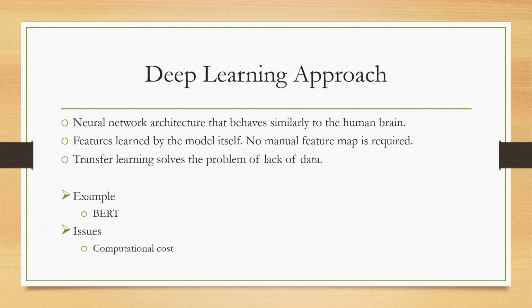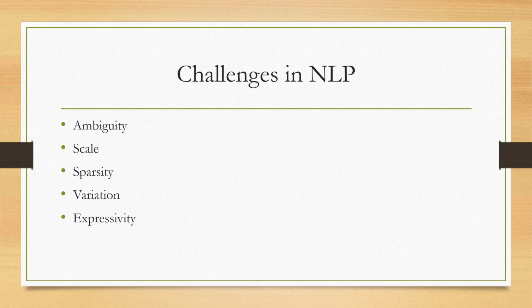Deep learning approach is modern. In this, a neural network is trained, which is similar to the human brain. Its biggest advantage is that manual feature mapping does not have to be done. It is capable of extracting features by itself while training the model. Due to transfer learning, a lot of data is not required, and a very accurate result can be obtained even with a small amount of data. BERT is its most famous example. But its biggest problem is that its computation cost is very high, due to which it cannot be trained on ordinary computers.